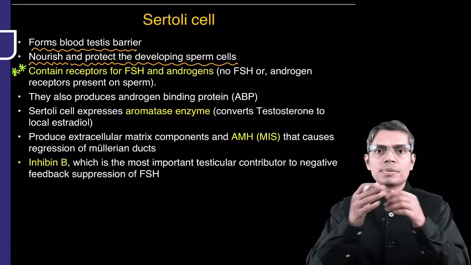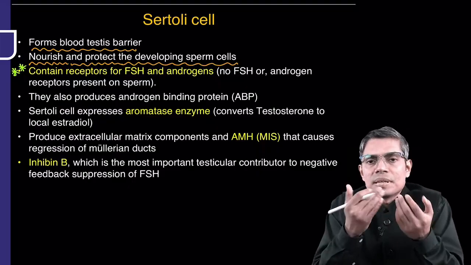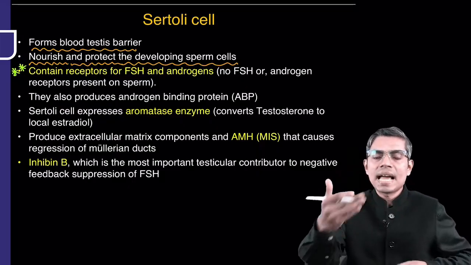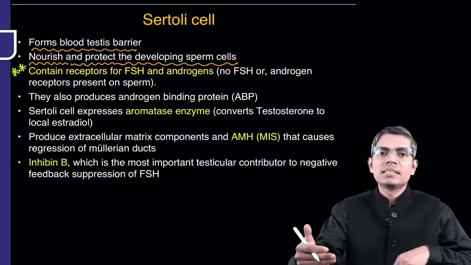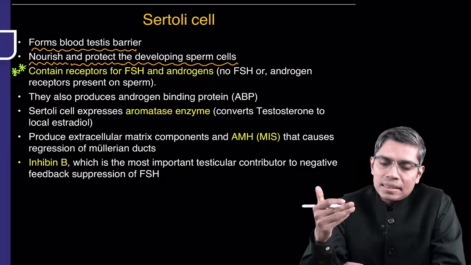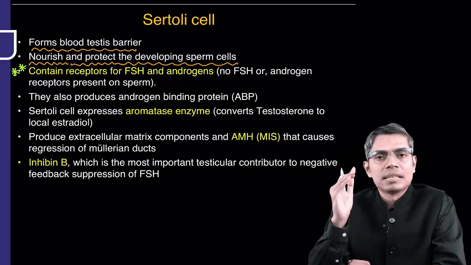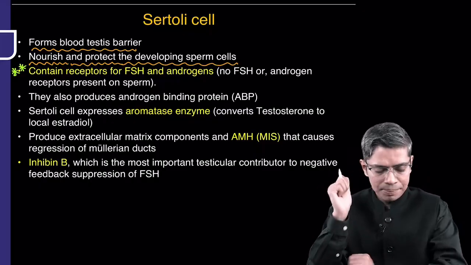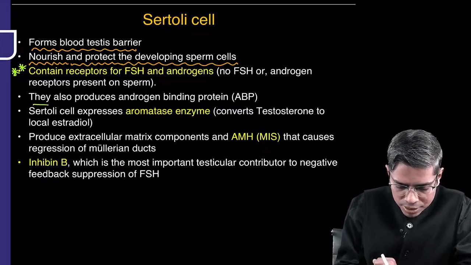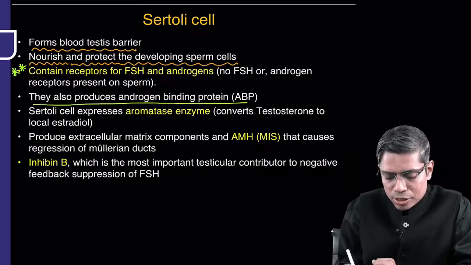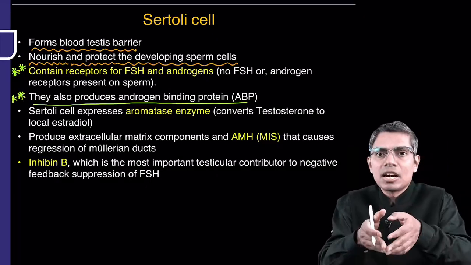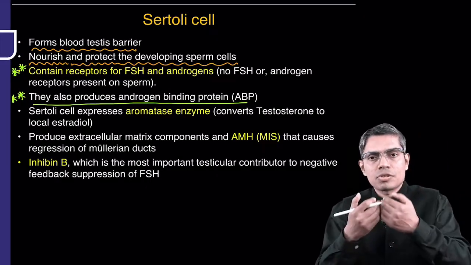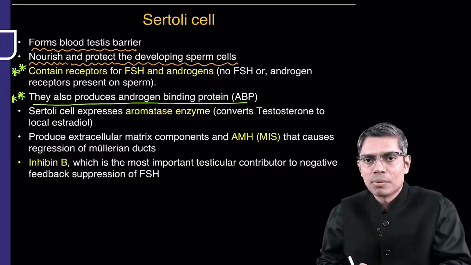So during the process of spermatogenesis, if I ask you what is the role of FSH, FSH is not directly acting on the spermatogenic cell. It is acting at the level of the Sertoli cell, and that Sertoli cell is helping in the process of spermatogenesis, right? Then second, it produces androgen binding protein. I already told you how the testosterone, after entering inside the adluminal compartment, is not returning back to the blood once again.